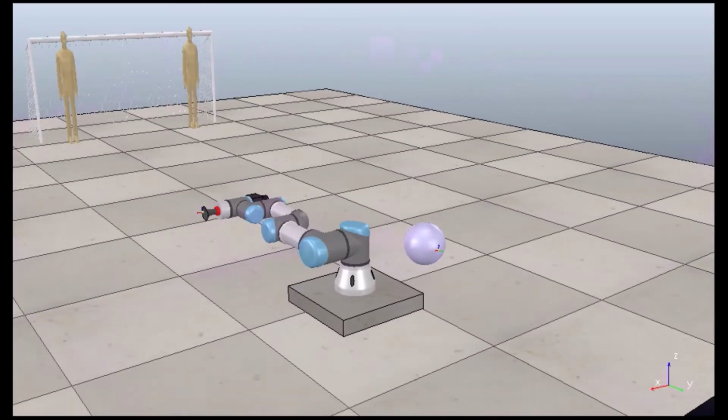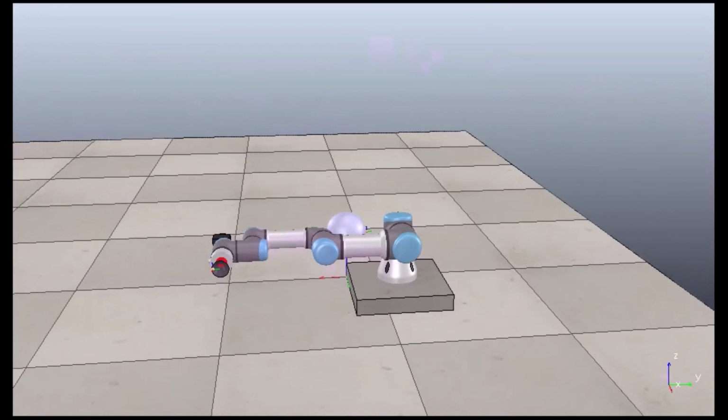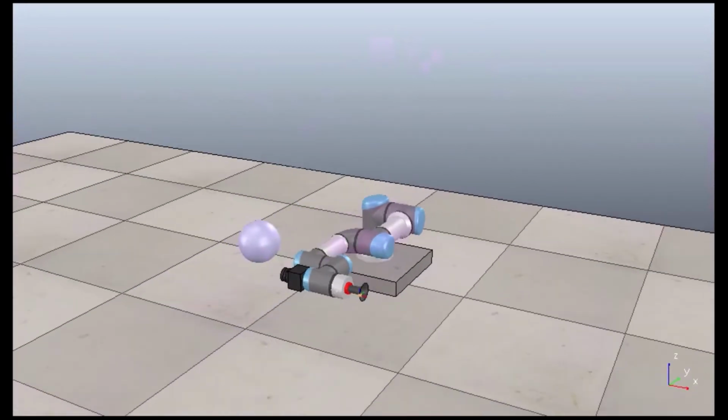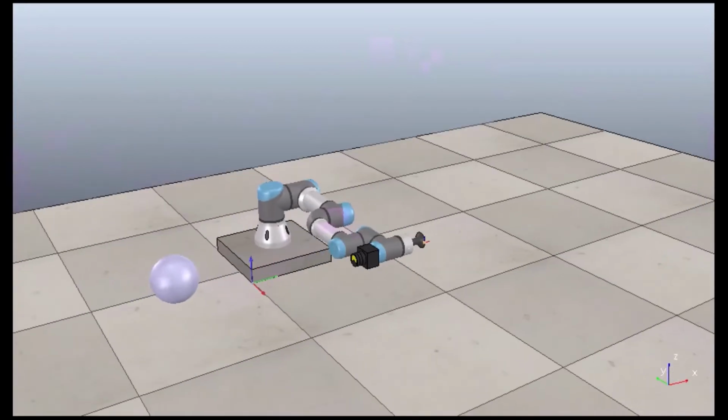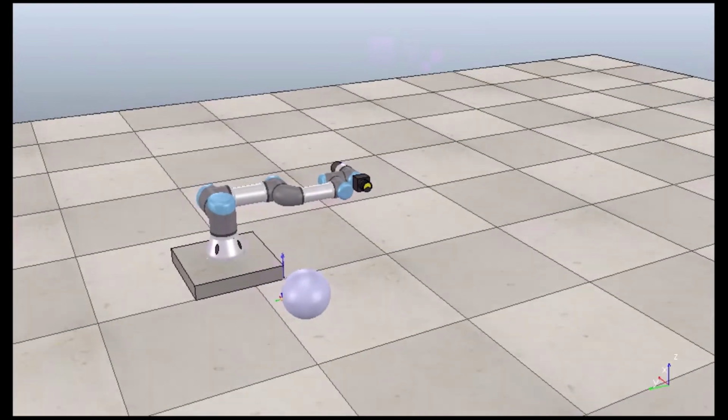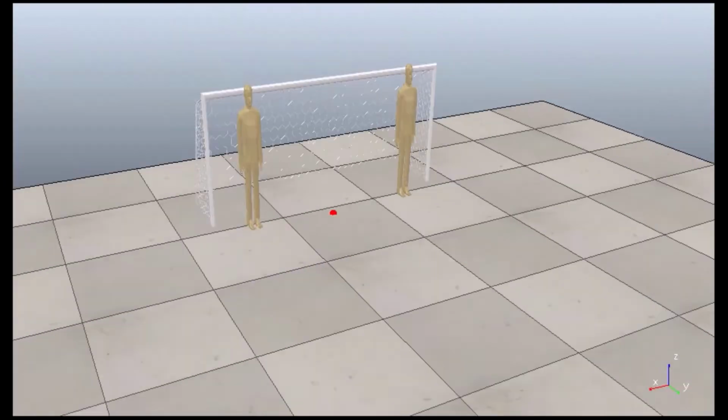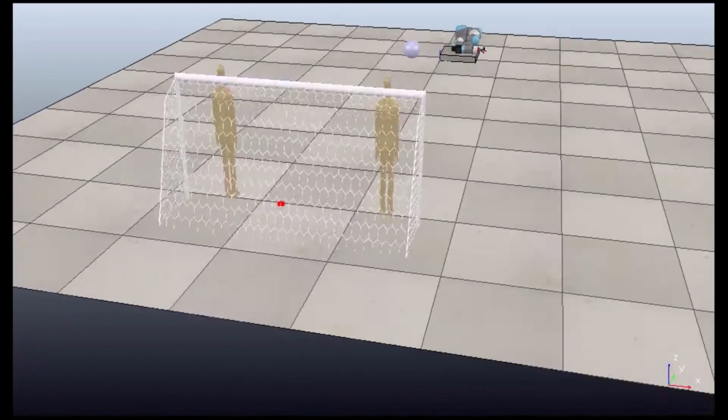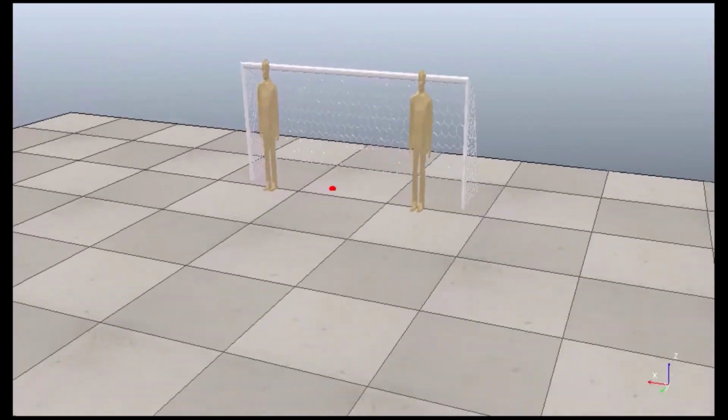This is our simulation setup. We have the UR3 robot with the gripper attached to one side of the end effector, as well as a Hokuyo sensor on the other side. We also have a sphere representing the soccer ball. This is our soccer goal. We included 2 goalies to make scoring a bit harder.